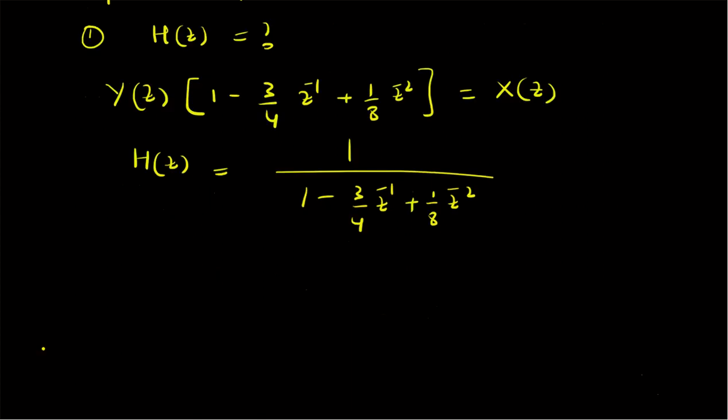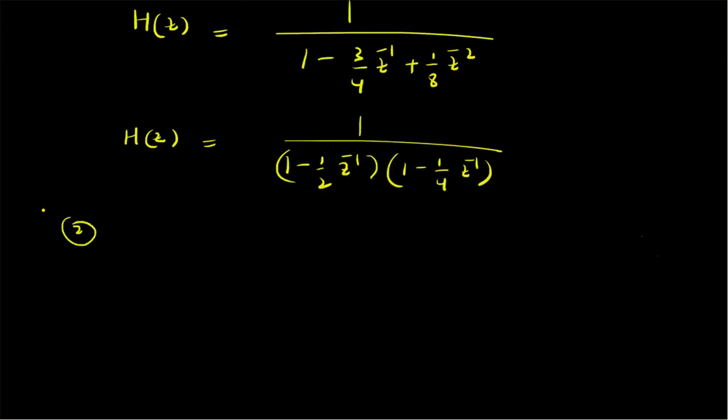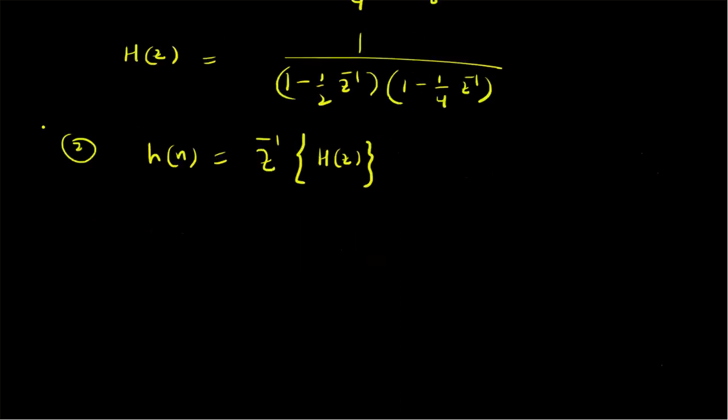Now we can factorize this denominator so that it is convenient for finding the inverse z transform. It can be factorized as 1 minus 1 by 2 z inverse multiplied by 1 minus 1 by 4 z inverse. Now part 2 of finding the impulse response h of n is to find the inverse z transform of H of z. That means we have to find the inverse z transform of 1 by 1 minus 1 by 2 z inverse multiplied by 1 minus 1 by 4 z power minus 1.